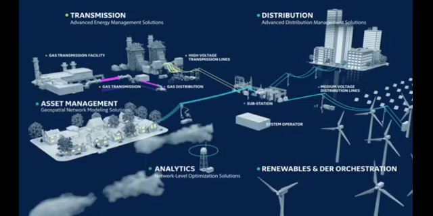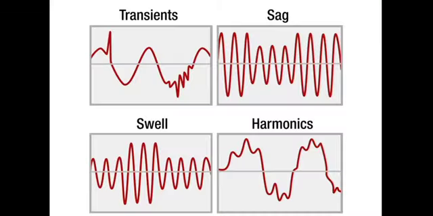Harmonic mitigation. Some FACTS controllers can suppress harmonics and mitigate harmonic distortion in the grid. This improves power quality and reduces the risk of equipment damage due to harmonic resonance. There are several power quality issues that can affect electrical systems.